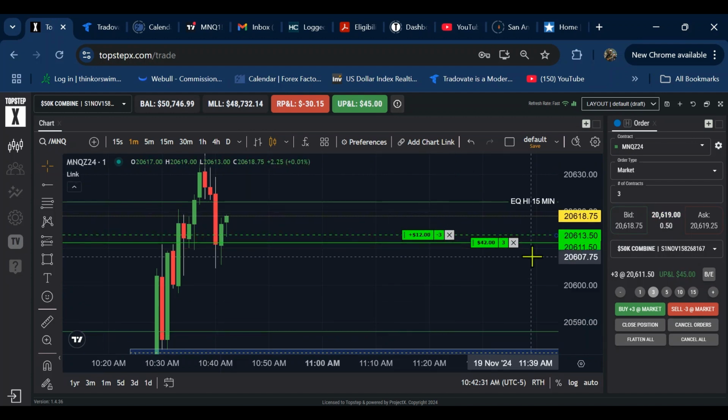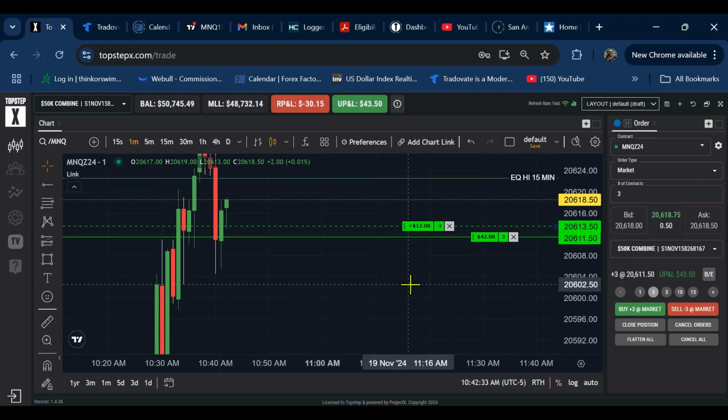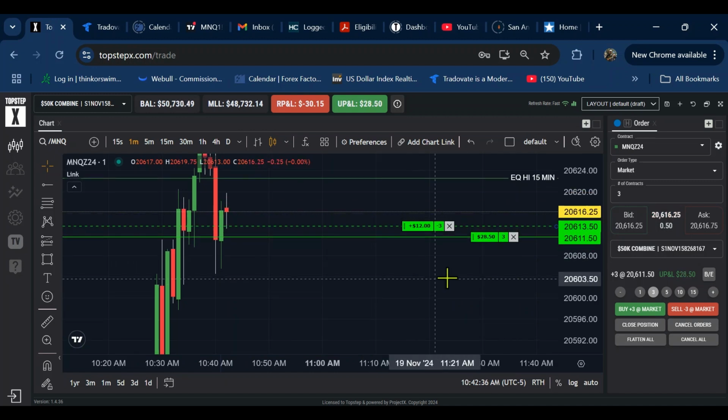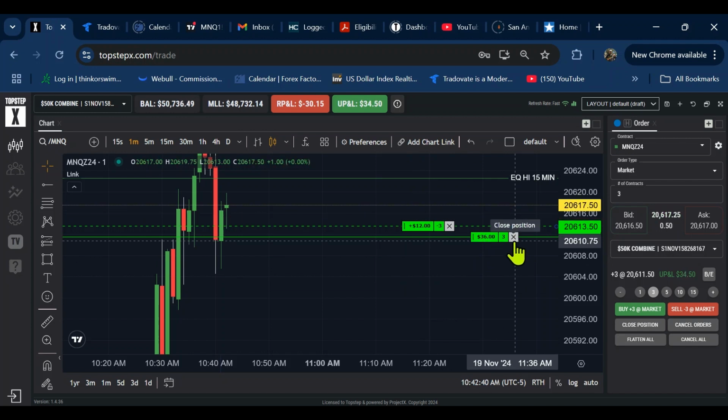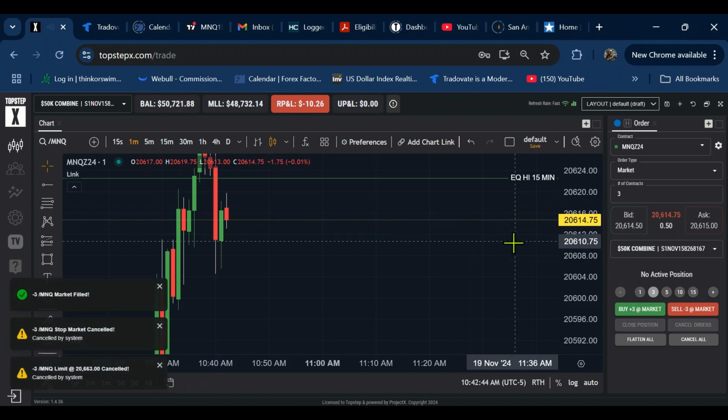Taking my risk off. At this point, if it comes back down, we're done anyway. Tell you what, I don't like the way it's doing. I'm taking it off right now.